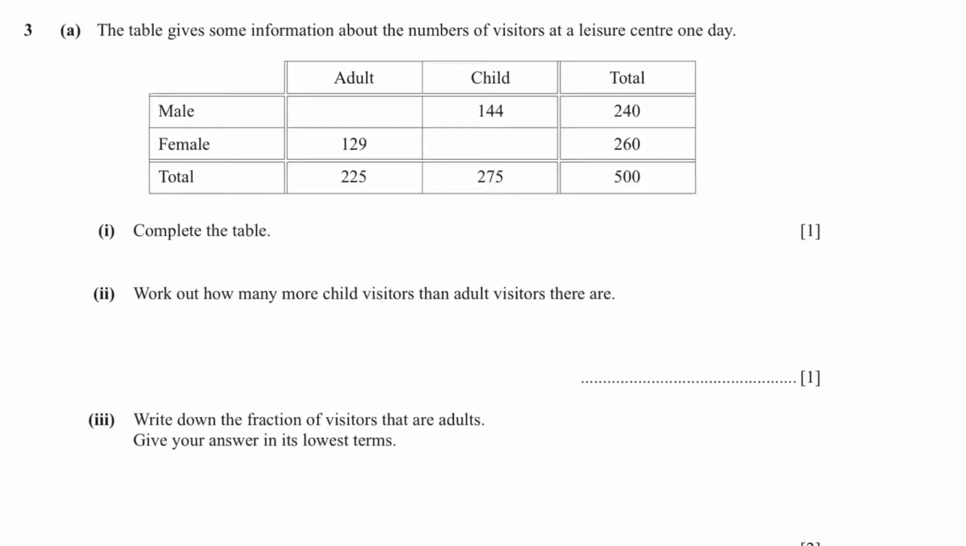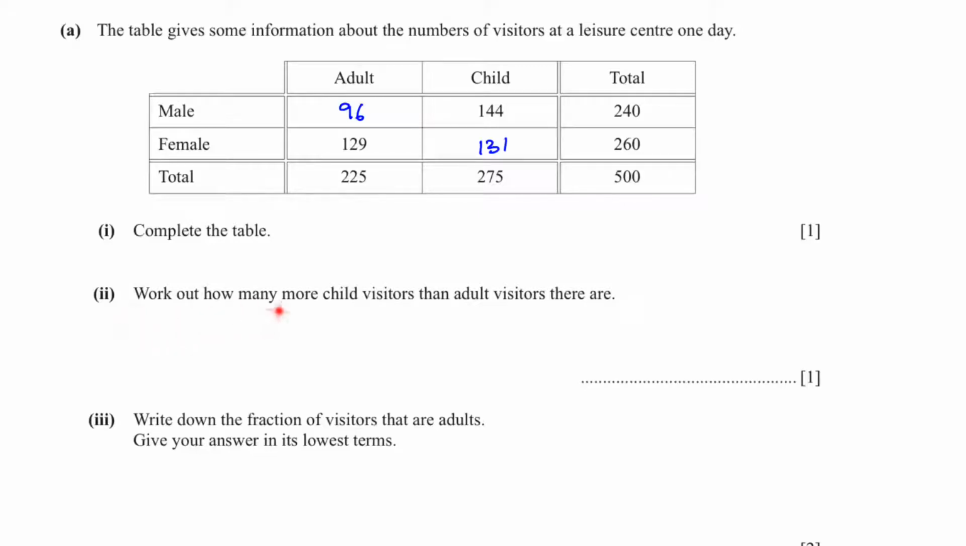Question number 3. We have been given a two-way table and we have to complete the table. It's a very easy question. To find the number of adults, we can subtract 144 from 240 and we will get 96. And then to get the number of female children, 260 minus 129, 131. So the table is done.